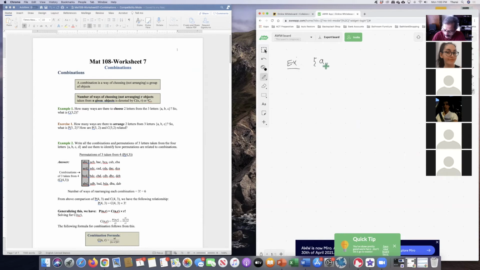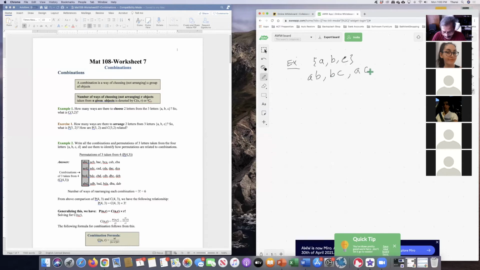We can represent them by ABC. Everything we do applies to any object, but we can use letters to represent them. So 3 letters are given. In how many ways can I choose 2? Well, that will be A and B together is 1. B and C together is another. A and C together is another. That's how many combinations are there.